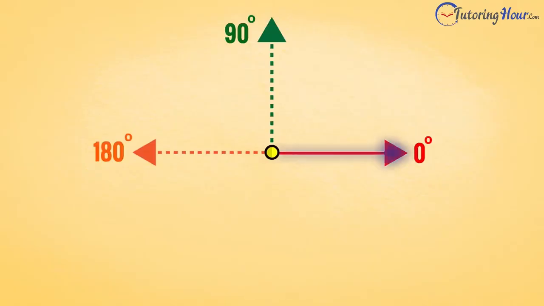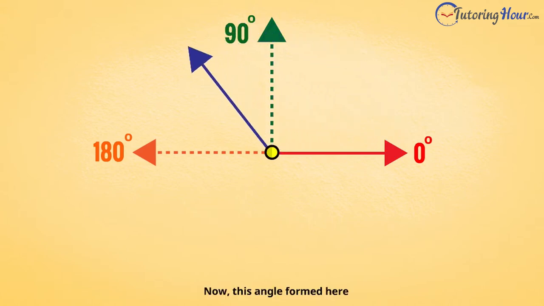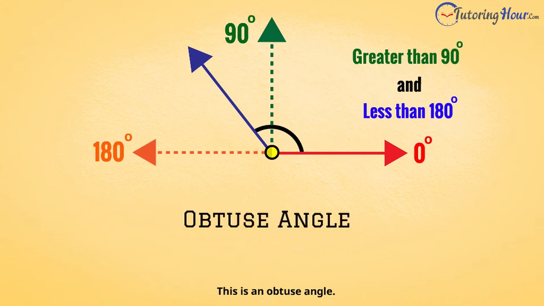Moving on. Let's rotate our blue ray past 90 degrees. Now this angle formed here, as you can see, is larger than 90 degrees, but less than 180 degrees. This is an obtuse angle.